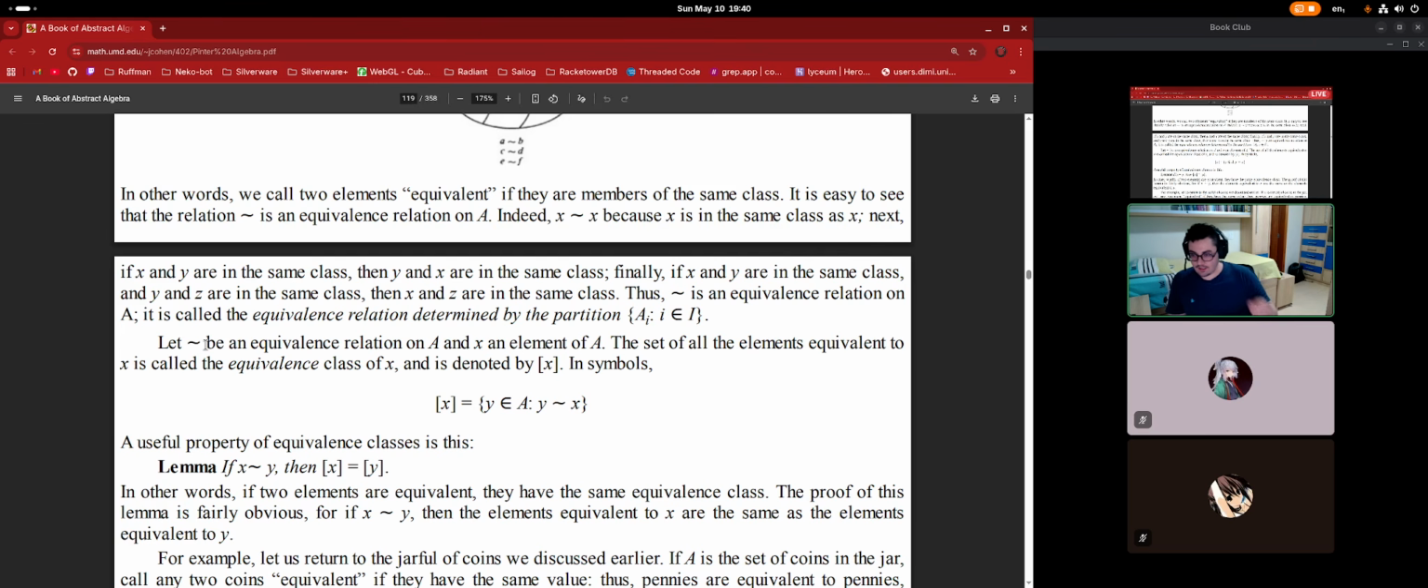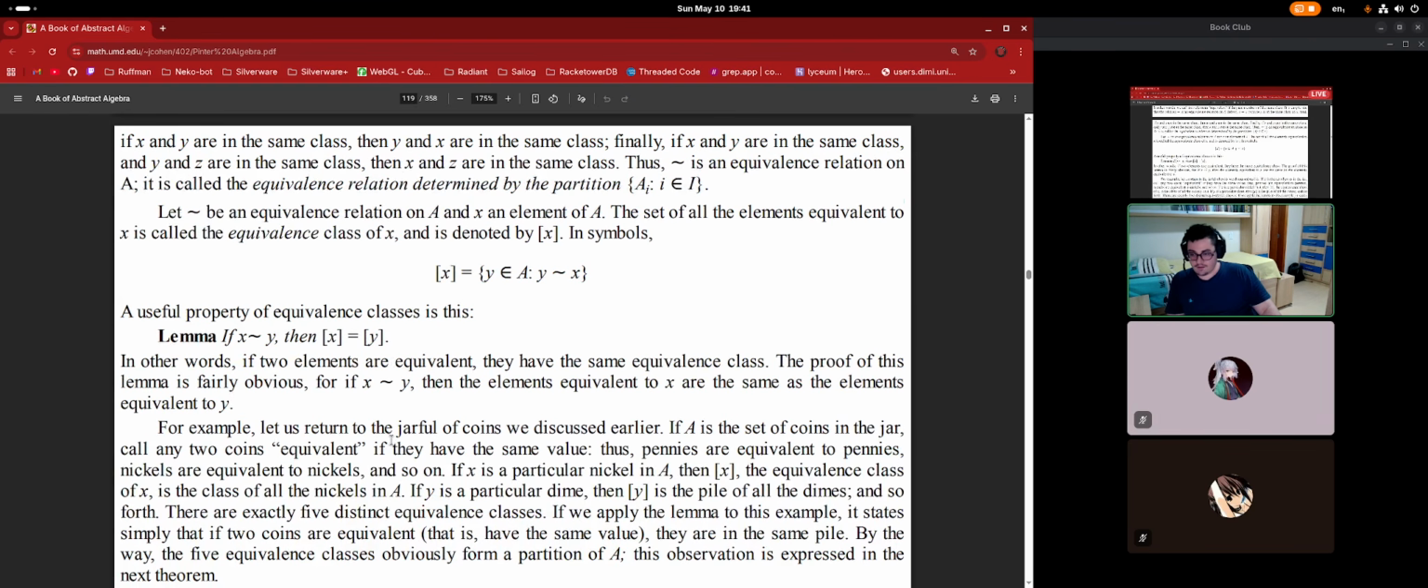Let tilde be an equivalence relation on A, and x an element of A. The set of all the elements equivalent to x is called the equivalence class of x and is denoted by this. Then we have the property: if x is equivalent to y, then the equivalence class of x is the same as the equivalence class of y. If two elements are equivalent, they have the same equivalence class. The proof of this lemma is fairly obvious because if they are equivalent, then the elements equivalent to x are the same as the elements equivalent to y.